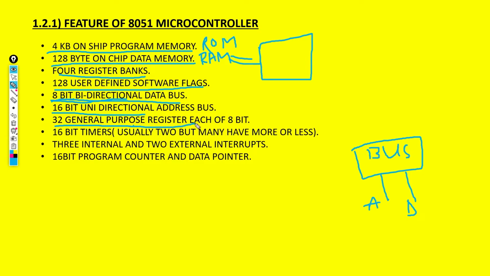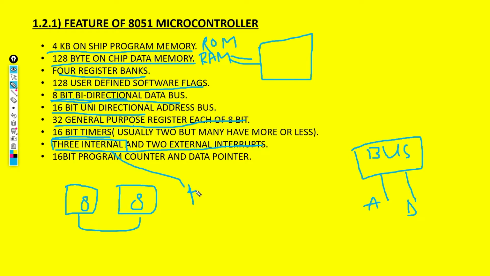32 general purpose registers, each of 8-bit, and 16-bit timers. As I have told you, there were two timers present in the 8051, which are both of 16 bits. Three internal and two external interrupts. As I've told you earlier, there are three internal interrupts which were generated from ROM, and two external interrupts which we can program and give to the microcontroller.